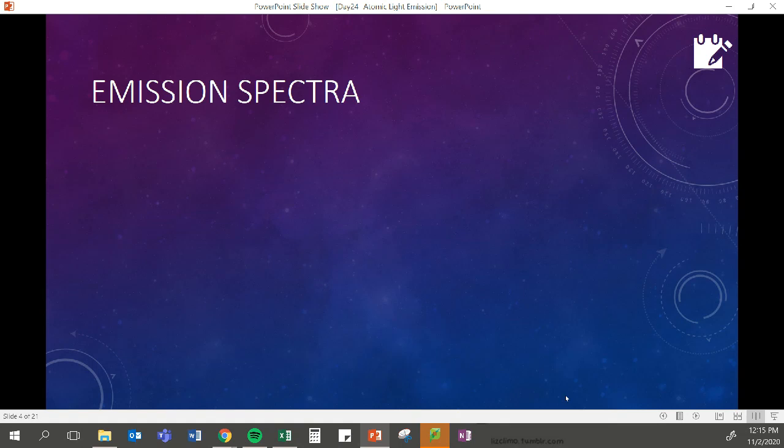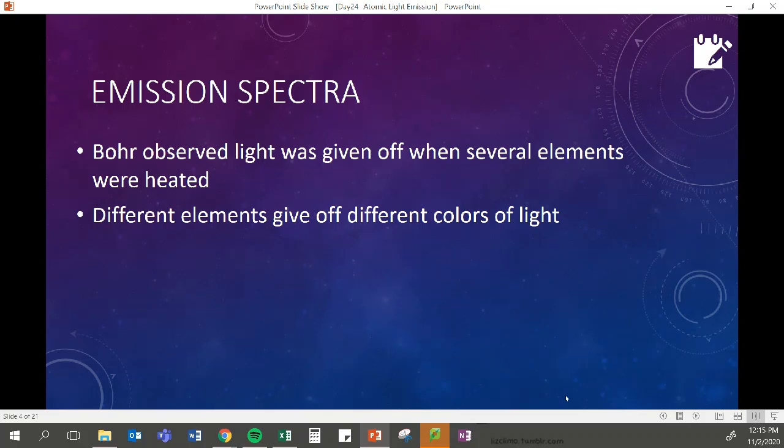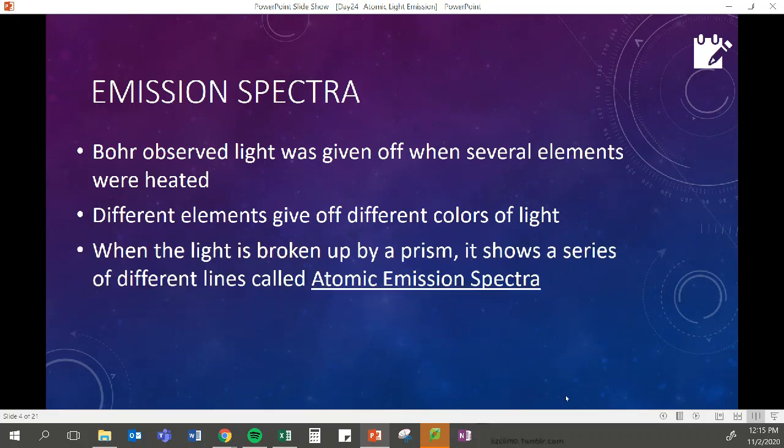Okay, so these colors that are produced, we can describe by using the word emission spectra that we learned about. Okay, so Bohr, from our Bohr model, same scientist, observed that light was given off when several elements were heated, just like those in the video. They had a different color of light when they're heated. So different elements give off different colors of light.